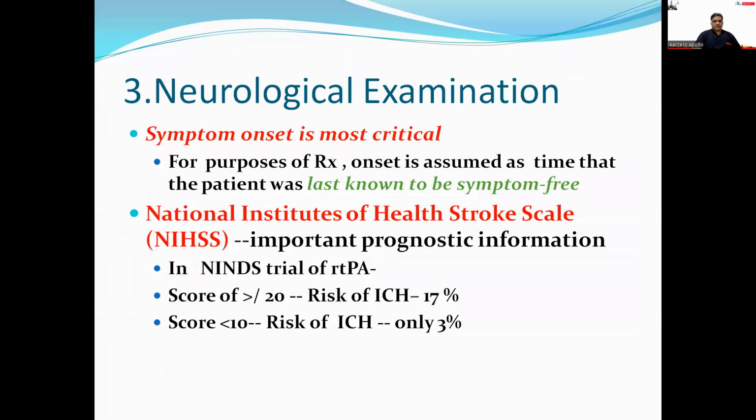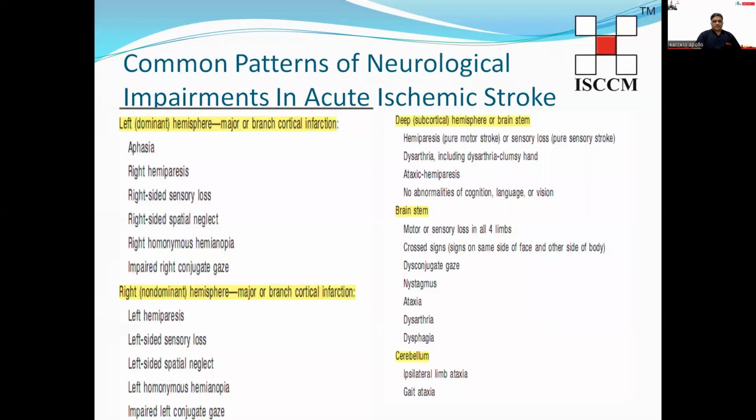Do a neurological examination. Neurological symptoms are the most critical. For the purpose of treatment, onset is assumed as the time the patient was last known to be symptom-free. The National Institutes of Health Stroke Scale is the most important prognostic information. In the NINDS trial of rt-PA, a score of greater than 20 carried a high risk of ICH of 17%. With a score of less than 10, the risk of ICH is only 3%.